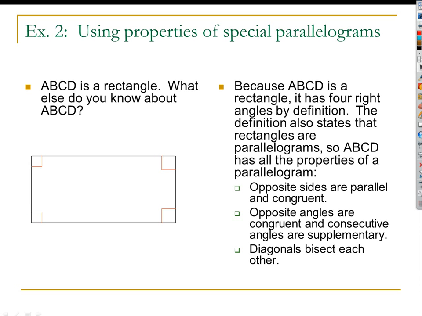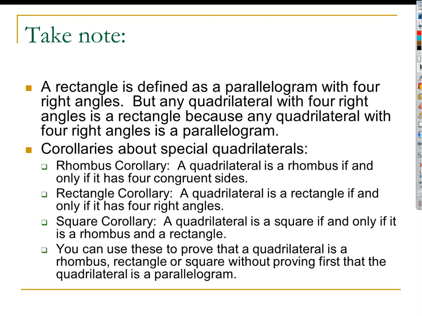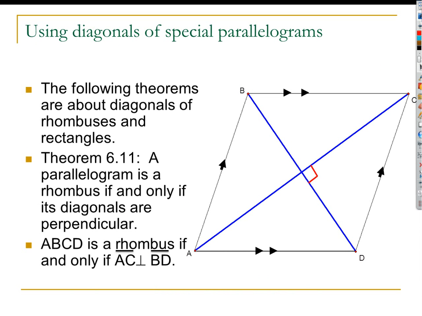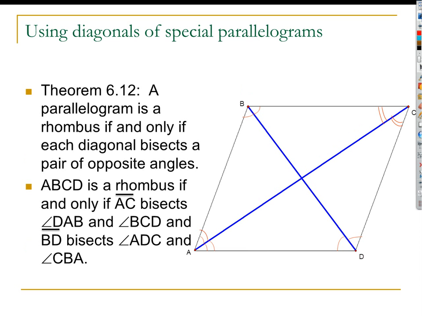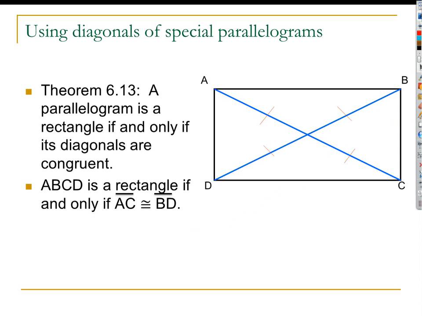Properties of special parallelograms. We know that if it's a rectangle, we get all the stuff that comes with being a parallelogram, but we get some extra. The extra stuff is that for a rhombus, we know that the diagonals are perpendicular, right? There's the extra thing we get. And we know that the diagonals bisect opposite angles. For a rectangle, we also know that the diagonals are congruent. Okay, but there's something else here.